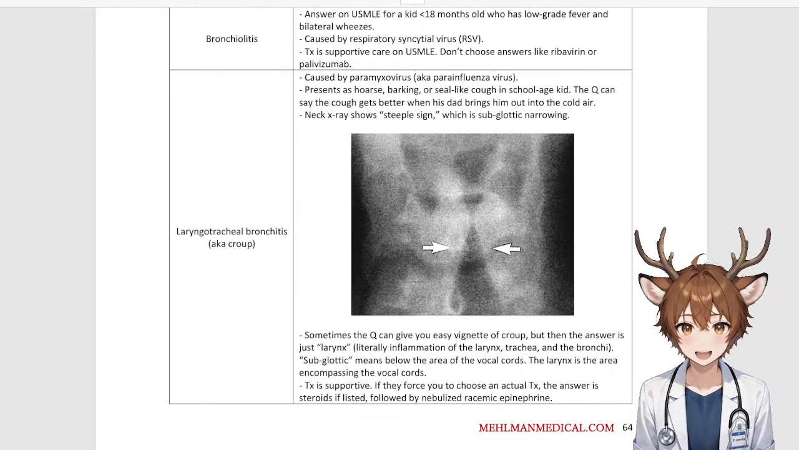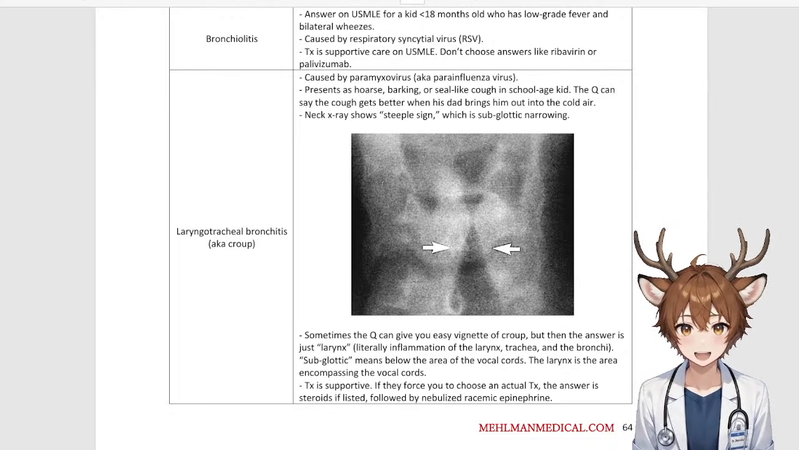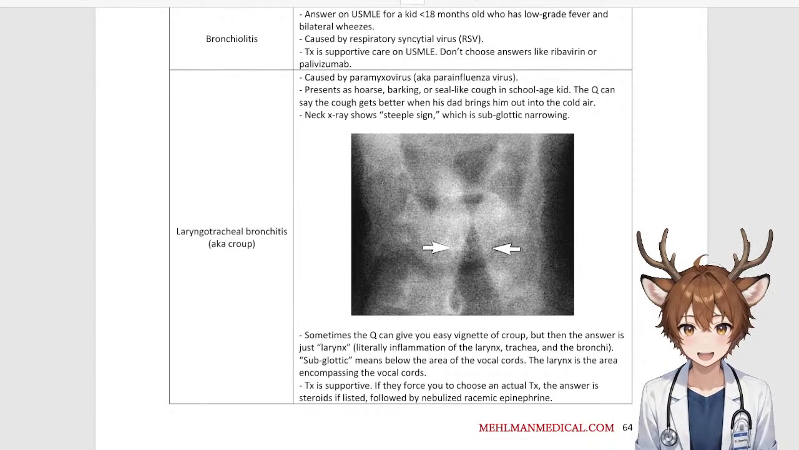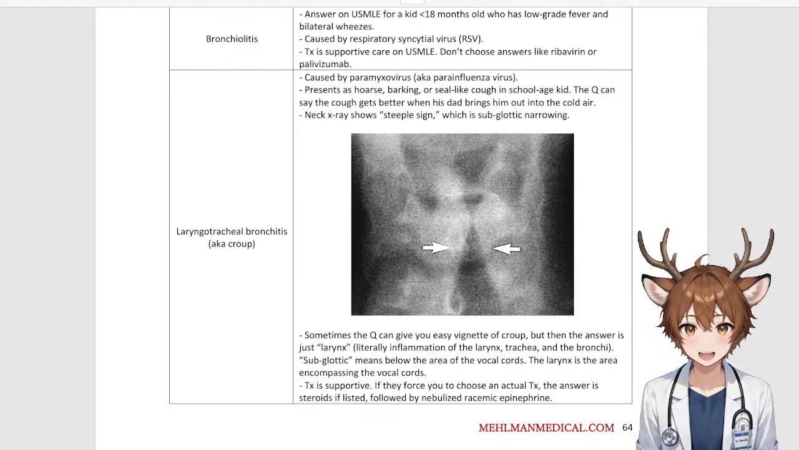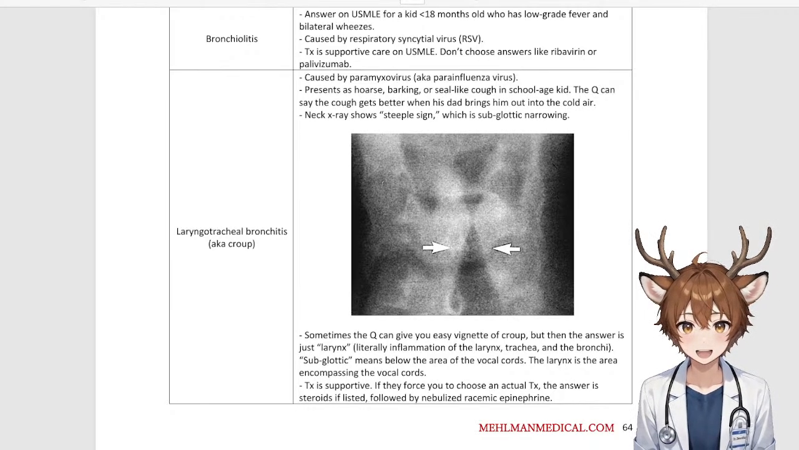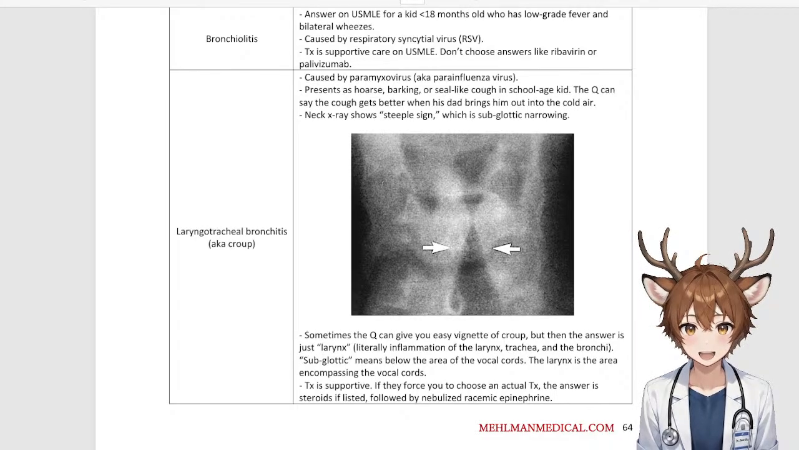What about laryngotracheal bronchitis, that is to say, croup? Well, croup, caused by paramyxovirus, aka parainfluenza virus, presents as a hoarse, barking, or seal-like cough in school-aged kids. The question can say the cough gets better when his dad brings him out of the cold air. Neck X-ray shows a steeple sign, which is subglottic narrowing, as you can see in the picture right there.